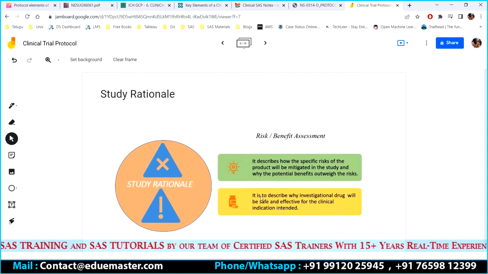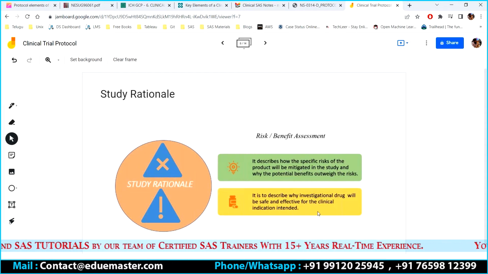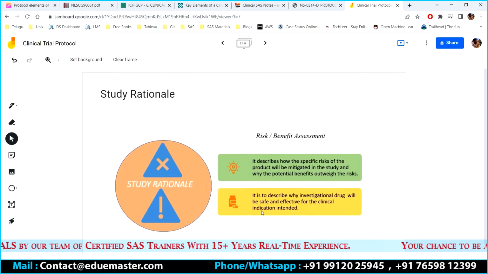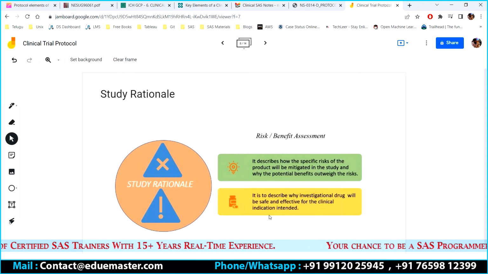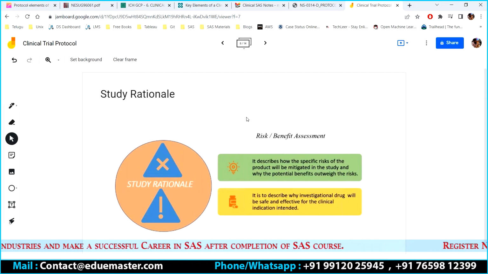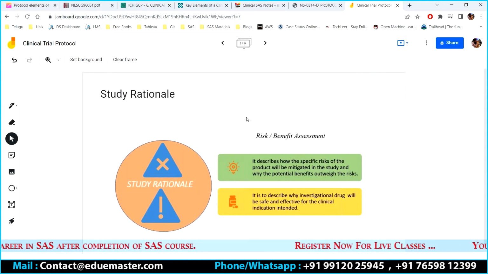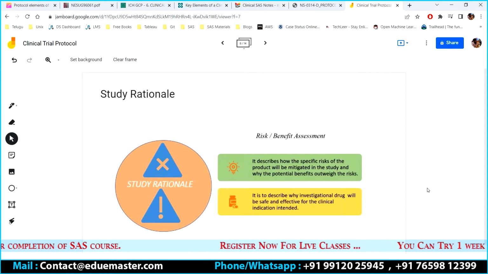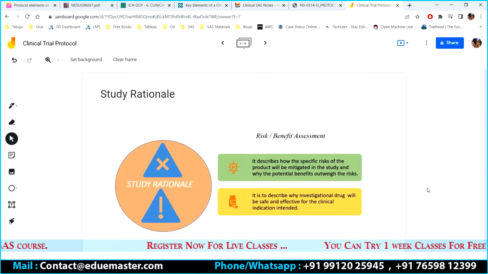Right? Because we all know that it is to describe why the investigational drug will be safe and effective for the clinical indication intended. Meaning, for what we are targeting, for what purpose we are taking this particular drug, that drug needs to be safe and effective. If there is any risk involved, analyze the risk, assess the risk, and mitigate the risk. Then only can we proceed further. That's the reason the study rationale is very, very important.